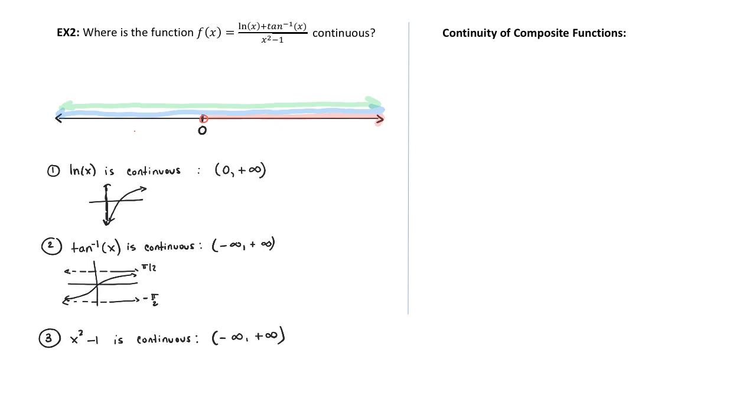Now, these functions are not in isolation, right? They are all combined through addition and division. When we have division now, we are going to have to be cautious of values of x that make the denominator 0.